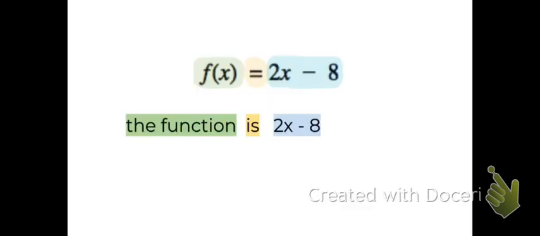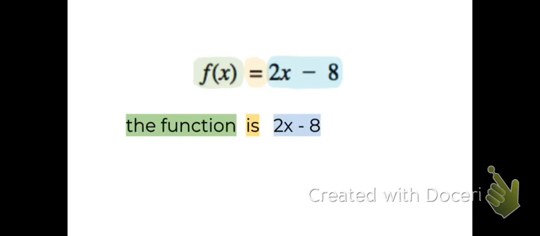Now let's talk about functions and evaluating functions. This is really just about substituting in and putting it in your calculator on the state test. You need to know that this is a function here. This is not read f times x equals 2 times x minus 8. When you see this function notation you see in green, you want to read this as the function is 2x minus 8, okay?